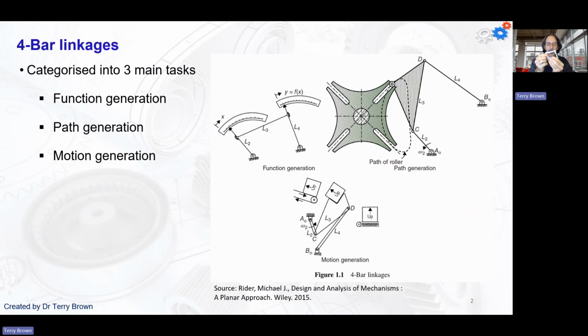But we could have something that just rocks backwards and forwards here, and you get some desired output on the other side. Then we have path generation. So we have this coupler link. Right? So we usually have the ground link, 2 side links here, and then this is called the coupler link. Usually what we have in path generation is that there's a point on that coupler link that we desire to move in a particular path.